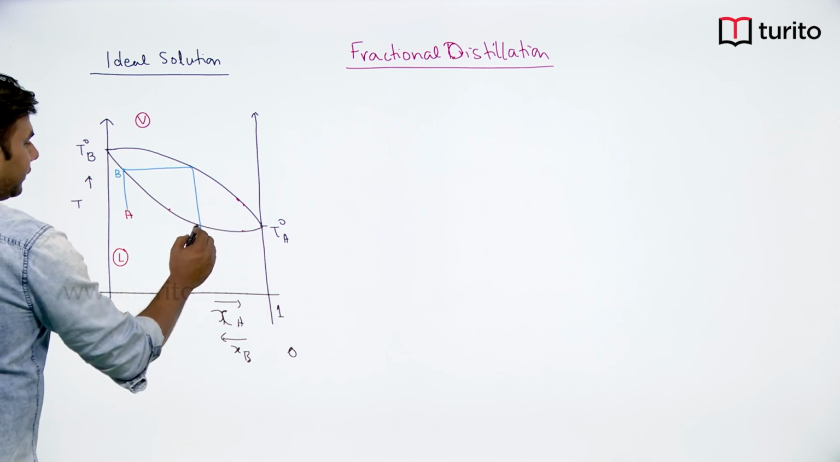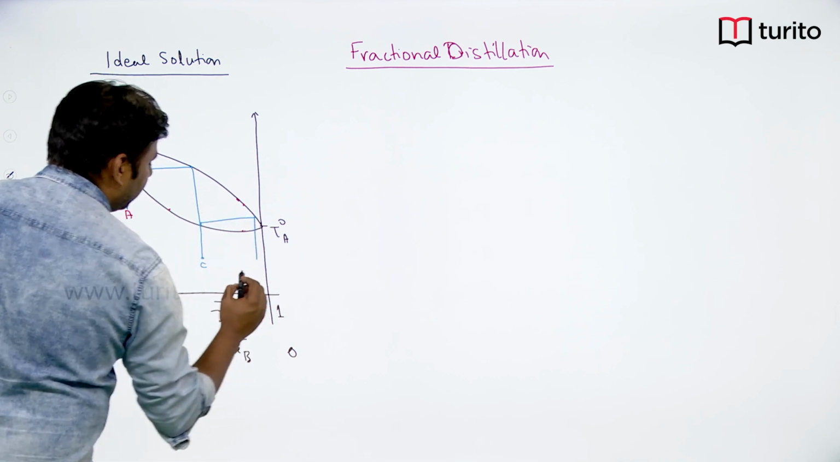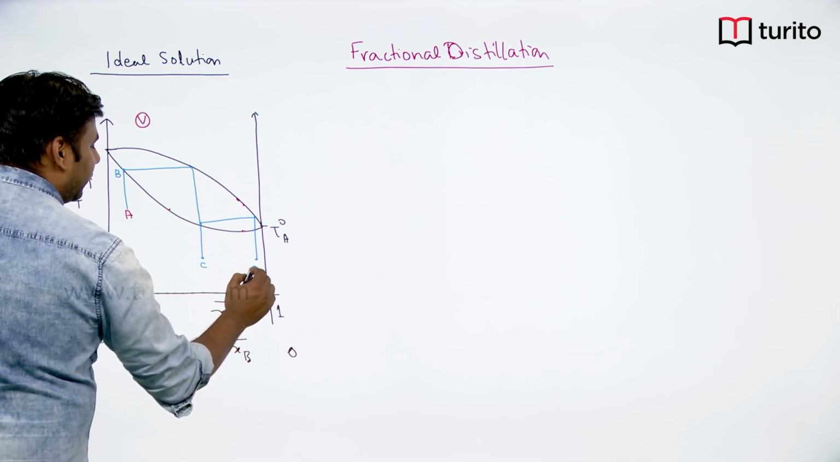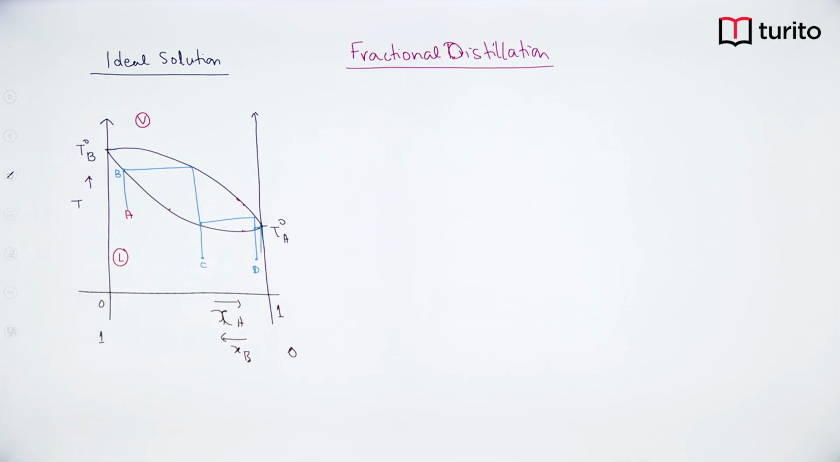Now when we heat it again, we reach a point over here, and the corresponding vapor would be something over here. So we again condensed it, so we got a point D, and we again heat it till the time we get the pure A. So this way we will be able to separate out A and B through fractional distillation. This can be carried out only for ideal solutions.